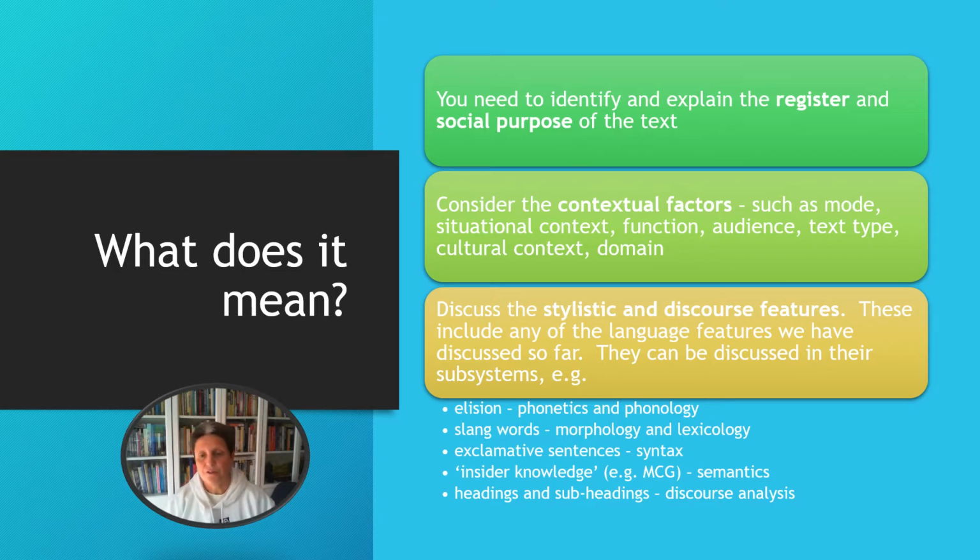So look at elision, the phonetics, phonology, the slang words, the morphology, exclamative sentences, declarative sentences, all that syntax. Look at the jargon or the insider knowledge. You know, what's it revealing about the culture, the group that is producing this text? Headings and subheadings, of course, the layout, all of those features. You need to sit down and really reflect on them before you start writing. Plan, plan, plan. I think if you do the groundwork on an AC first, well, the writing it up will become very easy and you won't miss any of your main points.